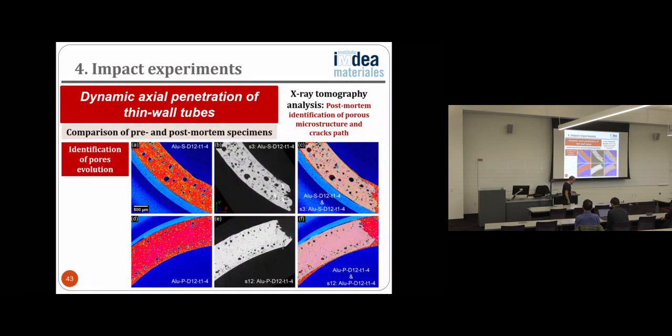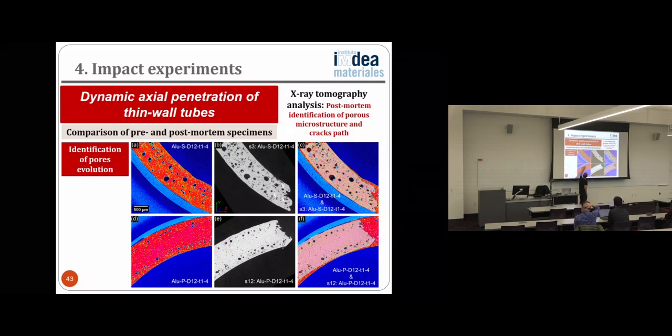Something else that we also did was to compare the tomography before and after. And this is also very tedious. Basically, if you remember, we were taking X-ray tomographies of the specimens before, right? So we are recovering the fragments, and then we are trying to compare the tomography before and after, just to have an idea about the growth of the pores.